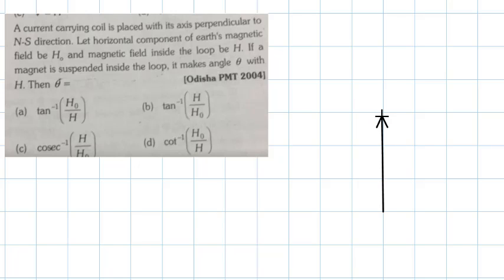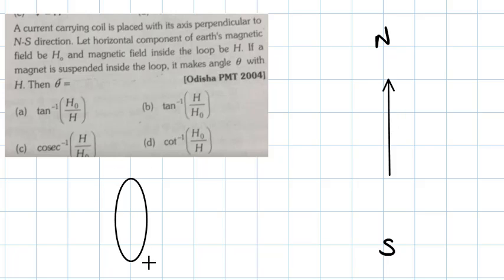Okay. So in the diagram, we assume that this is the south and this is the north. So this is the direction of the Earth's magnetic field. Now there is a coil, and the coil is placed with its axis perpendicular to north-south direction. And we should know that if you have a coil like this, then we know its axis will be like this. The magnetic field is along the axis. Magnetic field of the coil is along its axis.